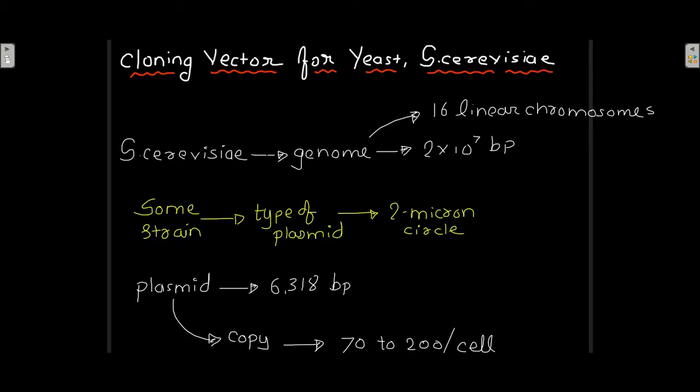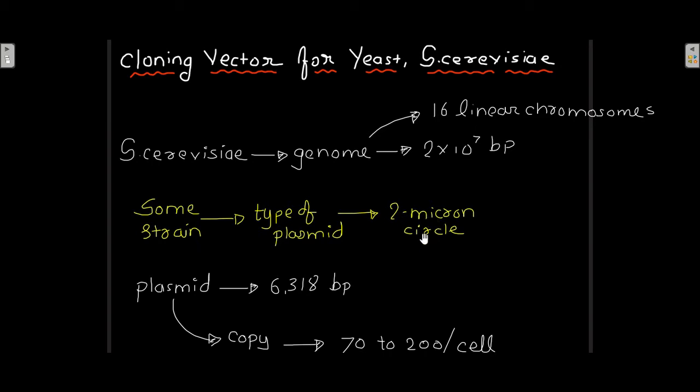In this video, we are going to discuss cloning vectors for yeast S. cerevisiae. The length of the genome of S. cerevisiae is about 2 × 10^7 base pairs. It has 16 linear chromosomes, and some strains of S. cerevisiae also contain a type of plasmid which is known as the 2-micron circle.